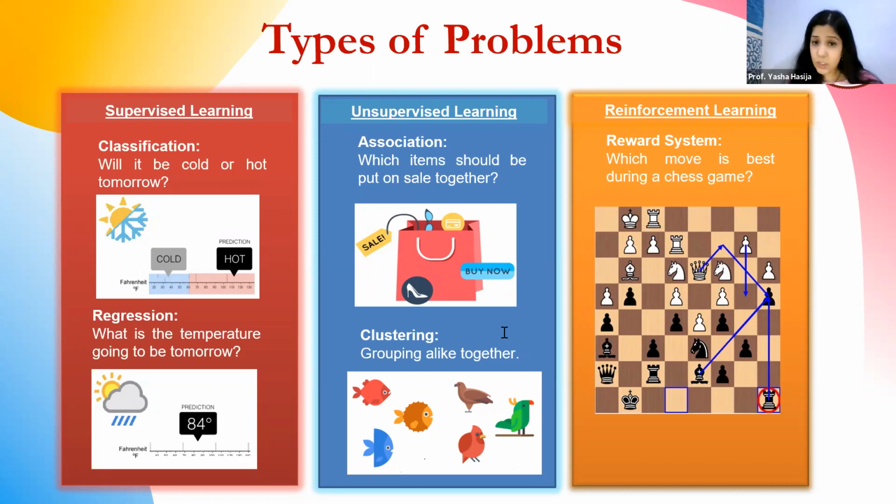Now coming on to unsupervised learning. This type of learning can be used to discover the patterns within the data or find the co-occurrences within the data. So this again has two main uses, as I've also talked about before: it can either discover the patterns within the data or find the co-occurrences and so on. So association, as I've written here, is which items should be put on sale together.